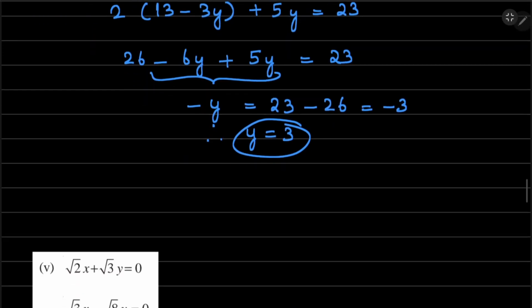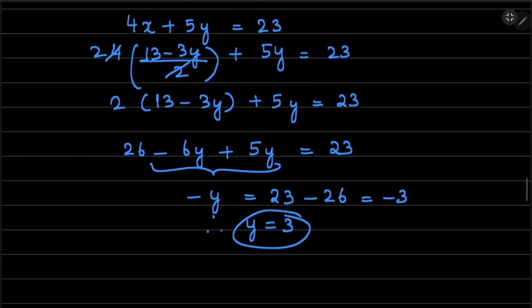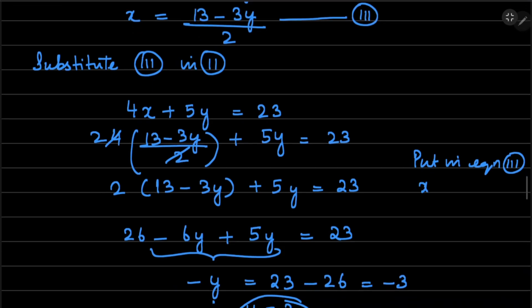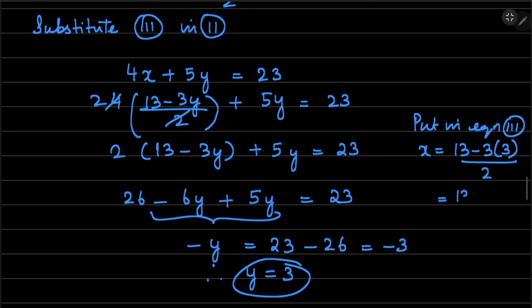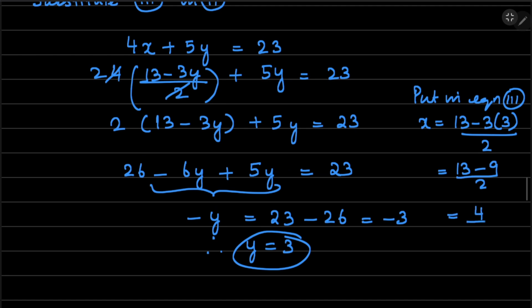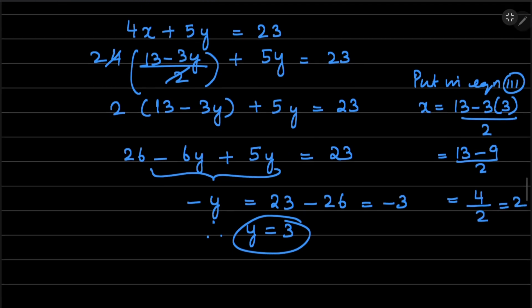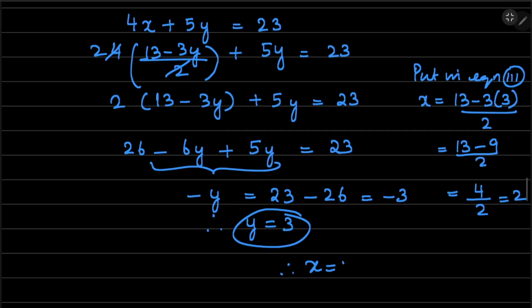Now this you can substitute in equation 3. So what is your x here? x is equal to 13 minus 3 multiplied by y, which is 3, whole divided by 2. So what is it? 13 minus 9 by 2. What is 13 minus 9? It's 4. So 4 by 2, which is 2. So therefore you can write your final answer: x is equal to 2 and y is equal to 3 is your final solution using the substitution method.